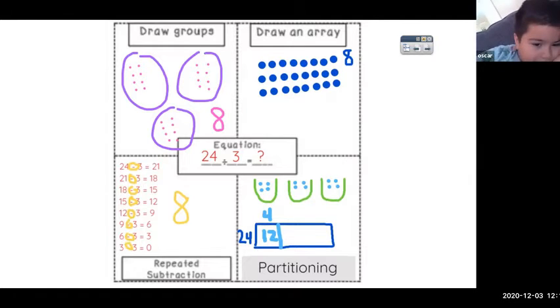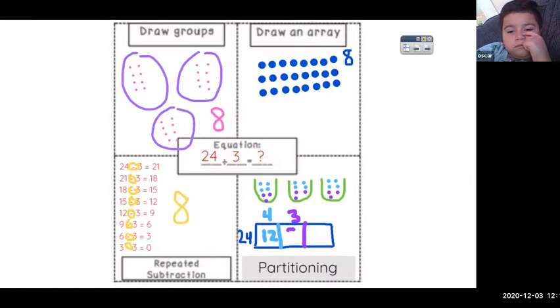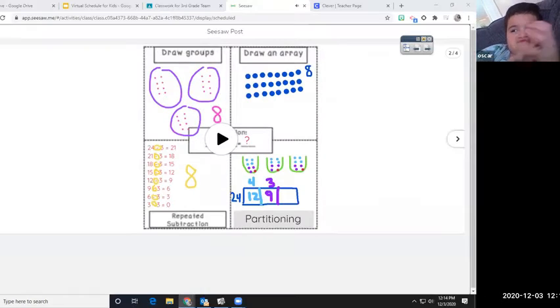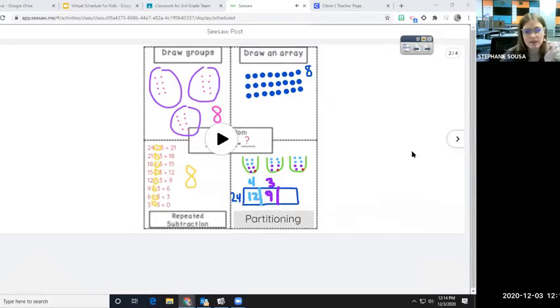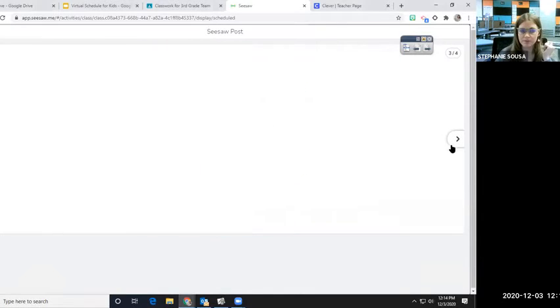So 4, then I'm going to add 3. This gave me 12, 13, 14, 15, 16, 17, 18, 19, 20, 21. Okay, so when I added 3, that got me up to 21 because I added 9 more. I need to get up to 24 and I'm at 21. That's only 3 away. So I could put 1, 2, 3 in each group, and that would get us up to 24. So there are your 4 strategies that we've learned for division.